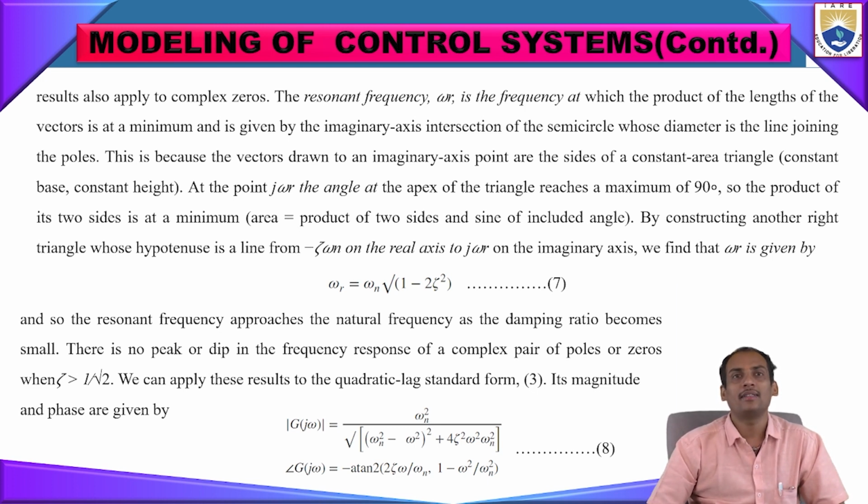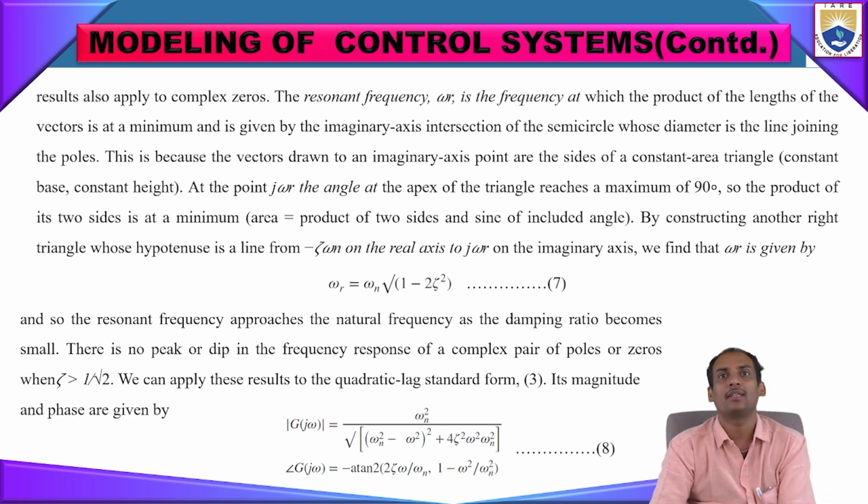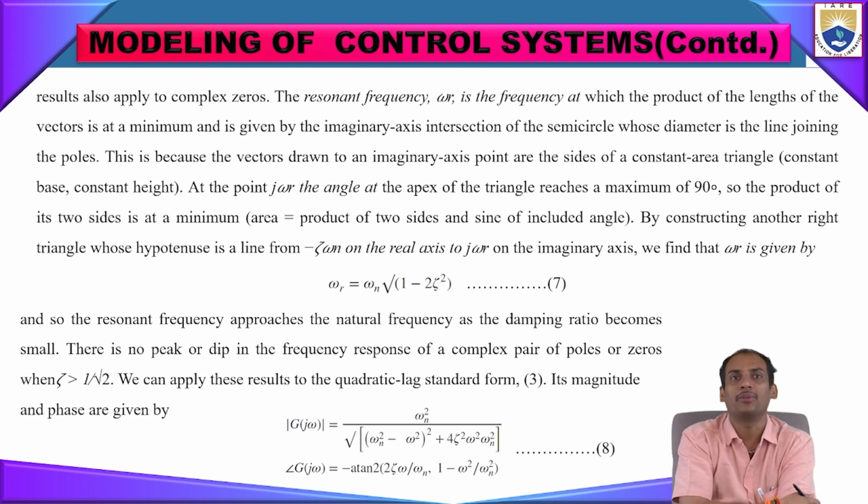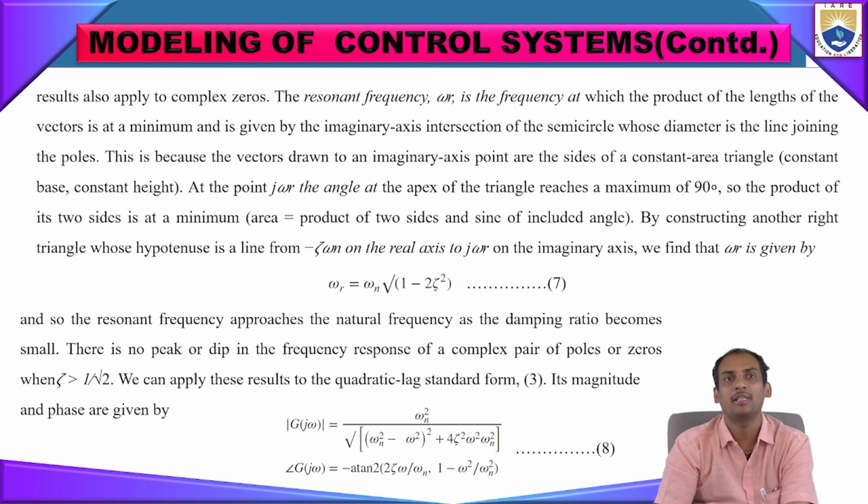By constructing another right angle triangle, which has a hypotenuse to that line from zeta omega n on the real axis, or to zeta omega r on the imaginary axis, we can say that omega r can be defined as omega n into root of 1 minus 2 zeta square. This has been derived from the previous solution of that equation only. So the resonant frequency approaches the natural frequency as the damping ratio becomes small. So there is no peak or dip in the frequency response of a complex pair of poles or zeros.